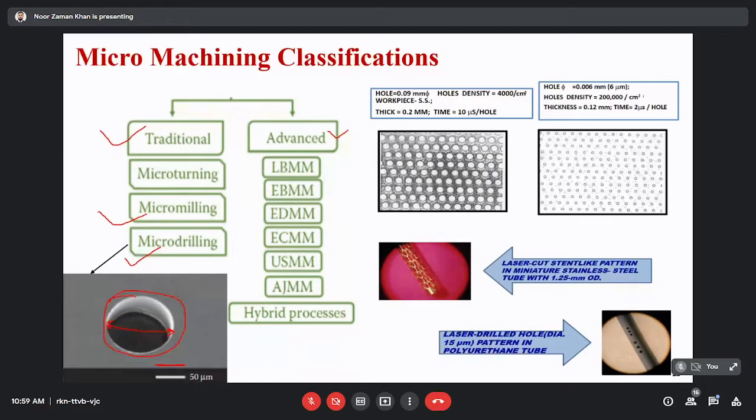So a 100 micron size drill bit was used to perform this micro drilling operation. So now come to advanced micro machining processes.